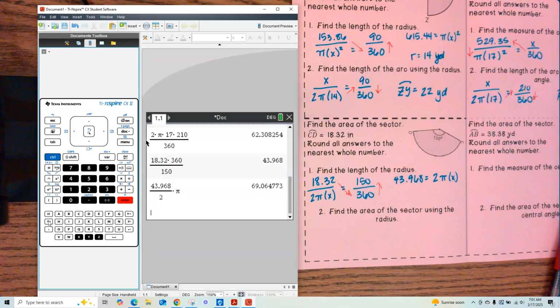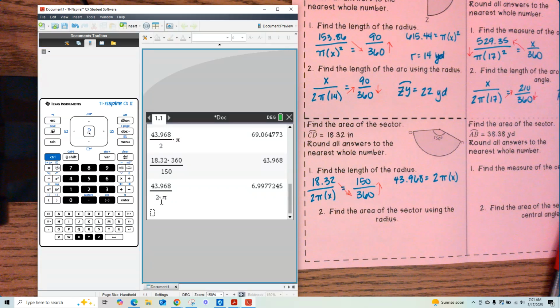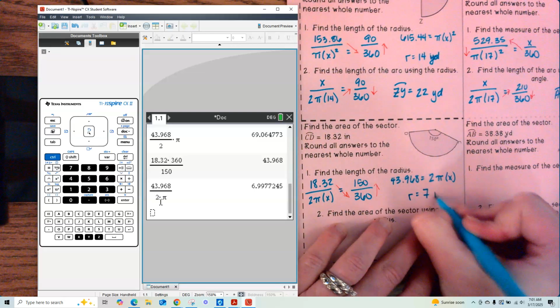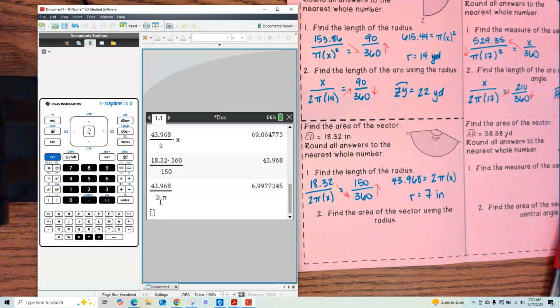So to figure out what x is, what the radius is, I need to divide that by 2 pi. That did not work. Okay, let's go back up to this one. Okay, divide that, put 2 pi in parentheses. I think that's going to fix that. Okay, so see the difference? This time it divided by 2 and then multiplied by pi. I needed it to divide by the entire amount. So the radius is going to be 7, and then this is going to be inches.